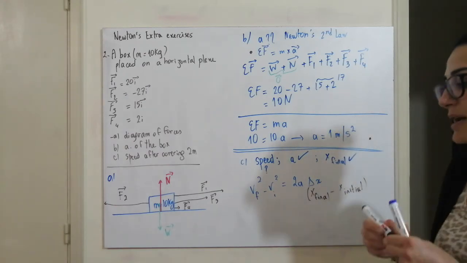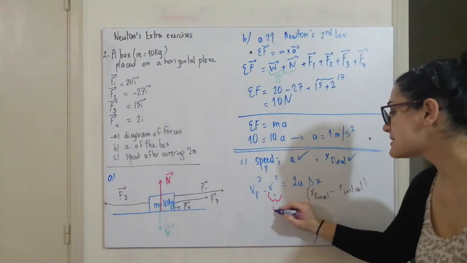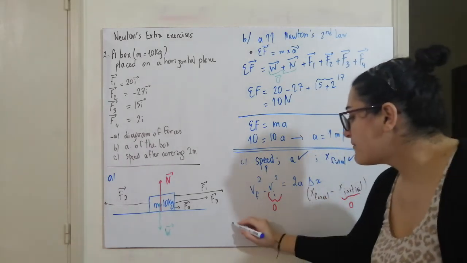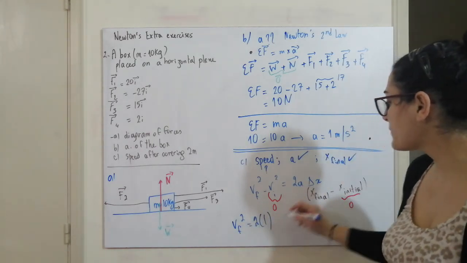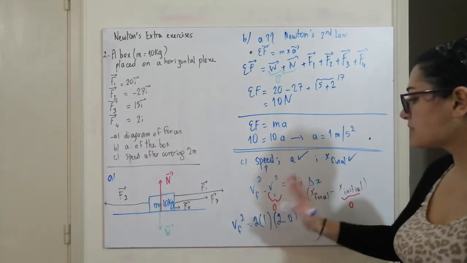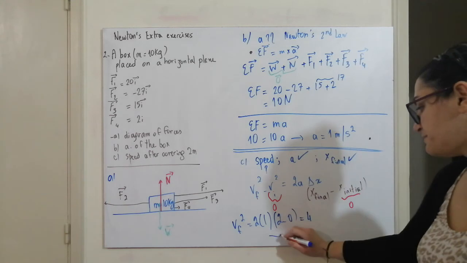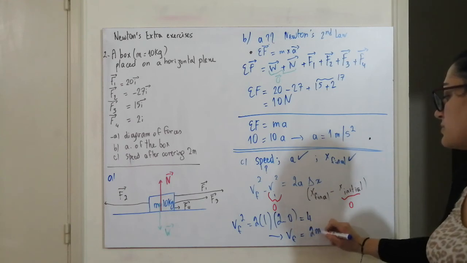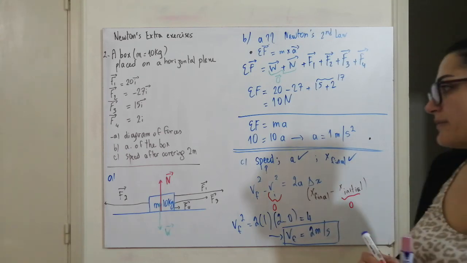As I said previously, if they don't give you values for the initial, it means they are 0. This is 0, this is 0. I will replace each term by its value. This is the unknown. V final square equals 2, a is equal to 1, x final is equal to 2 minus 0. You can write it simply. So V final square equals 2 times 2, 4. So V final equals the radical of this, which equals 2 meters per second. So this is the final velocity after covering 2 meters.